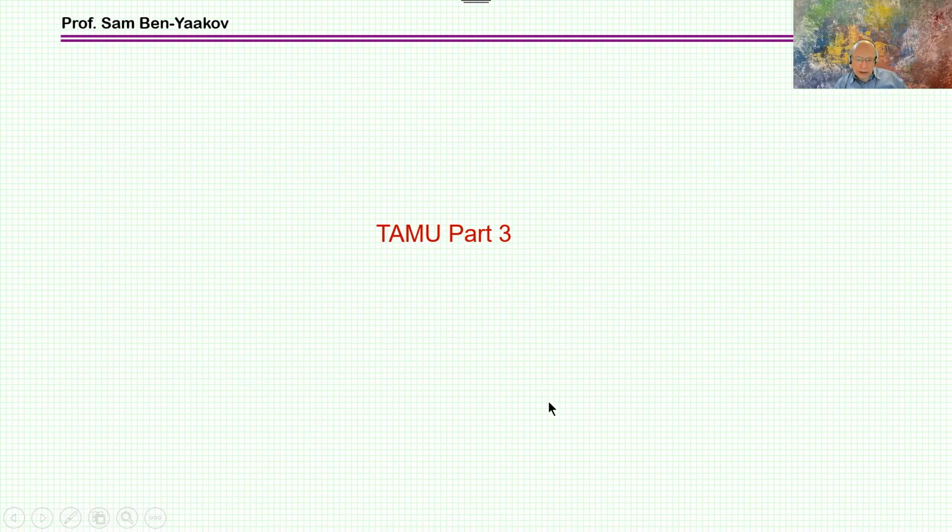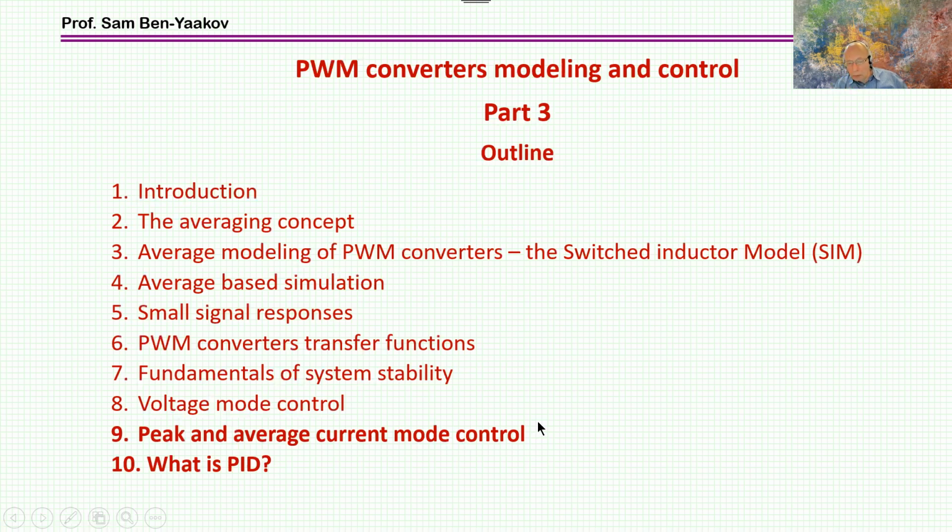So let's get started here. We've been through the averaging concept. We've been through the way of closing the loop, designing the control. And today I'm going to wrap it up by the peak and average current mode, which are very important in providing better stability and better performance to PWM converters.